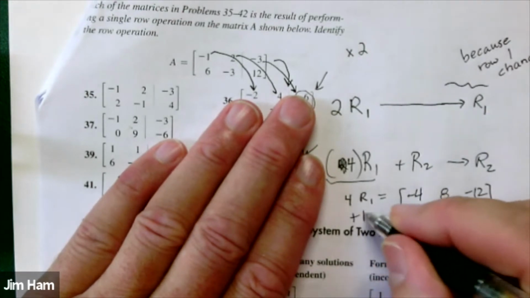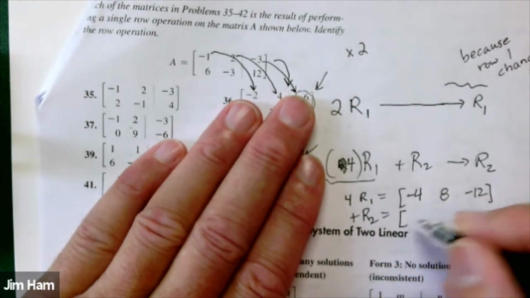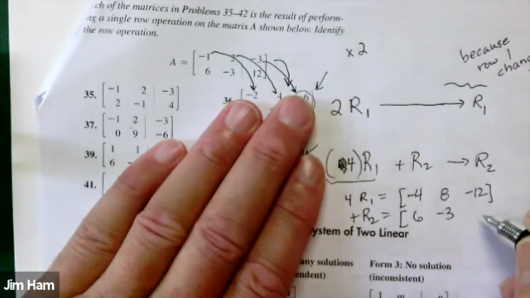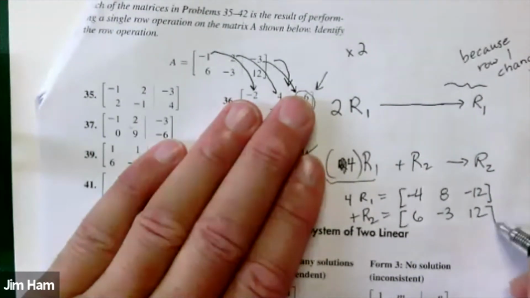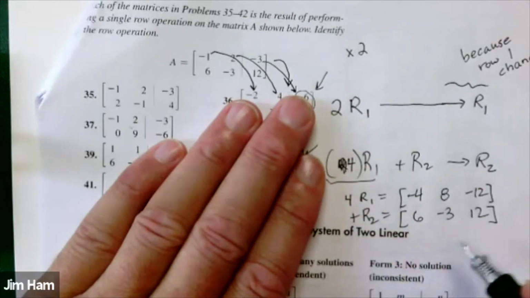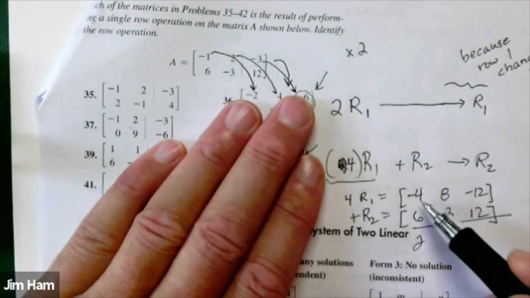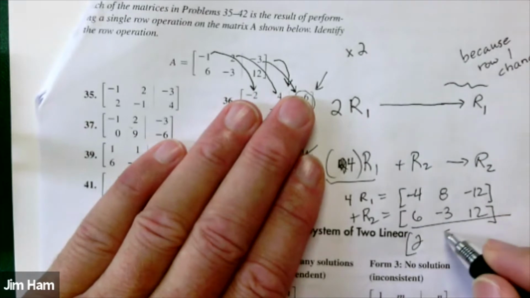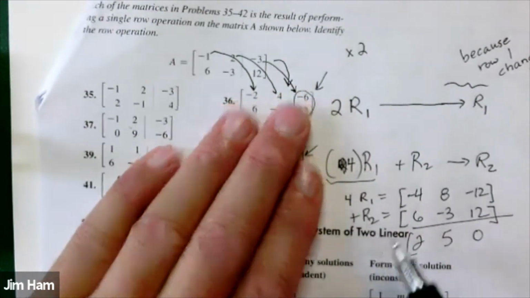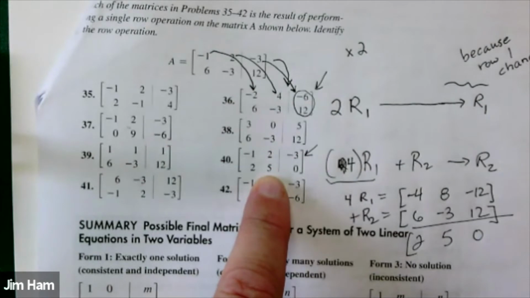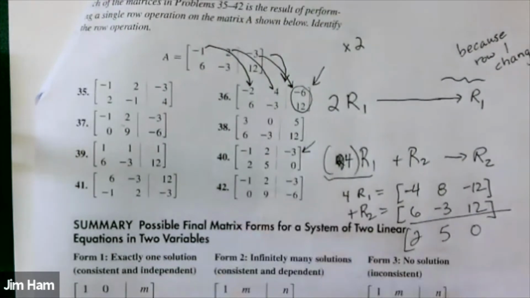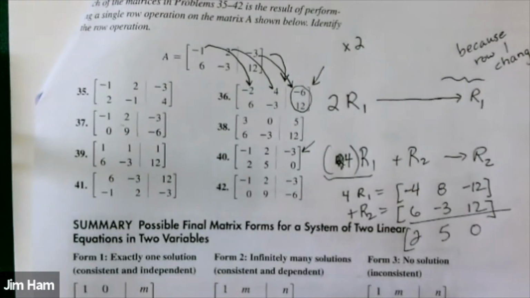If I then add that to row 2, which is still the same thing, 6, -3, and 12, and then add those two, I get 2, and 5, and 0. And that's exactly what we ended up with here in this answer. So it's not so clear what row operation occurred, especially those where you have to multiply one row by something and add it to something else. But that's what it would be.